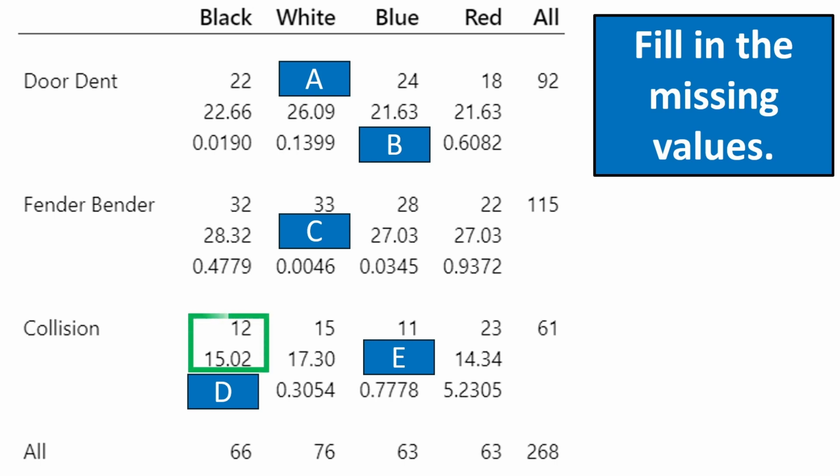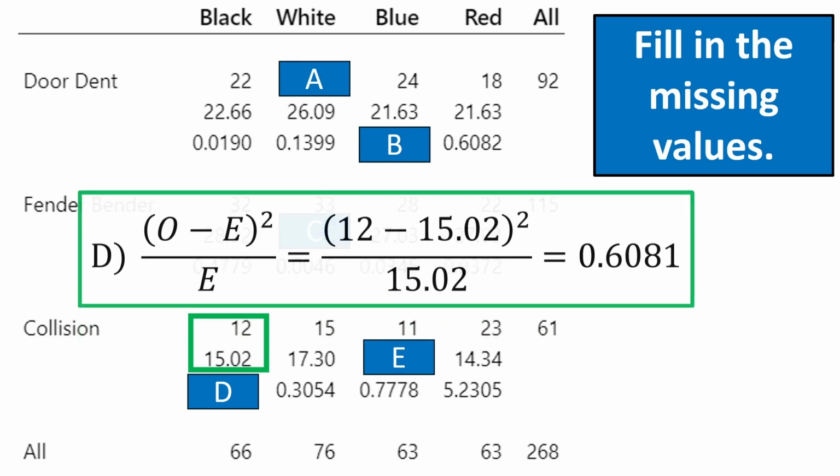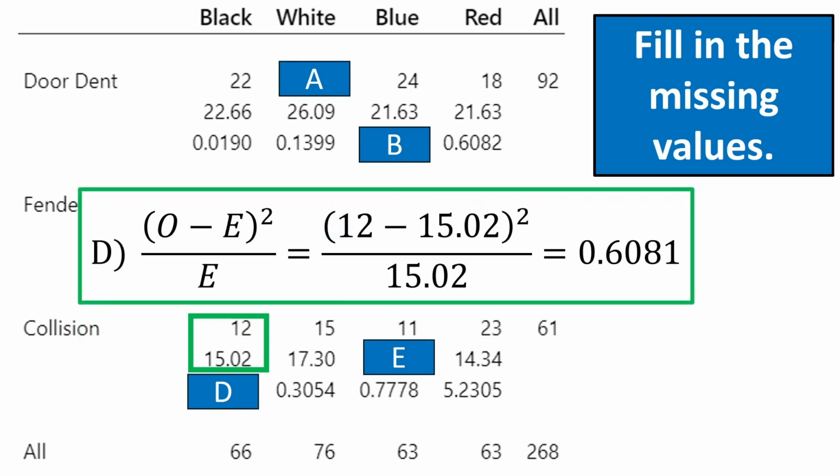For part D, again, we're in the contingency. Okay, the contingency is a black car. The accident type is collision, and you can see that we're covering up the third of those three numbers. That third number is the contribution to the chi-squared statistic. And so again, we're just comparing what we observed with what we would expect to see if the null was true. And so we calculate that deviance, square it, divide by expectation again, and here we get 0.6081.